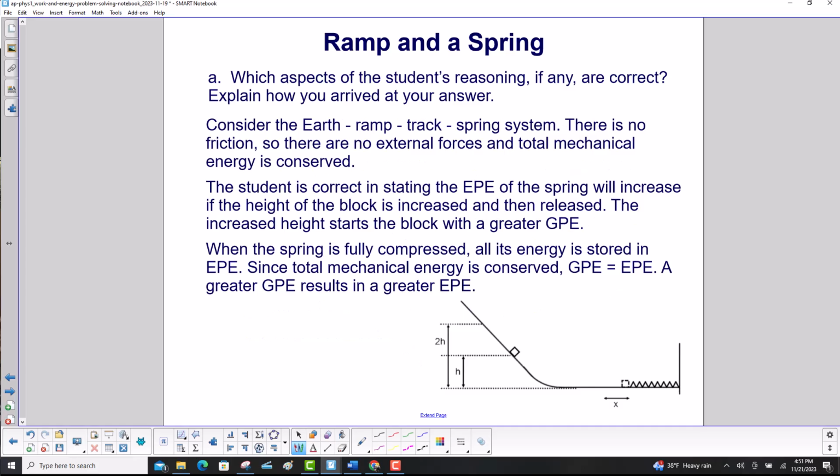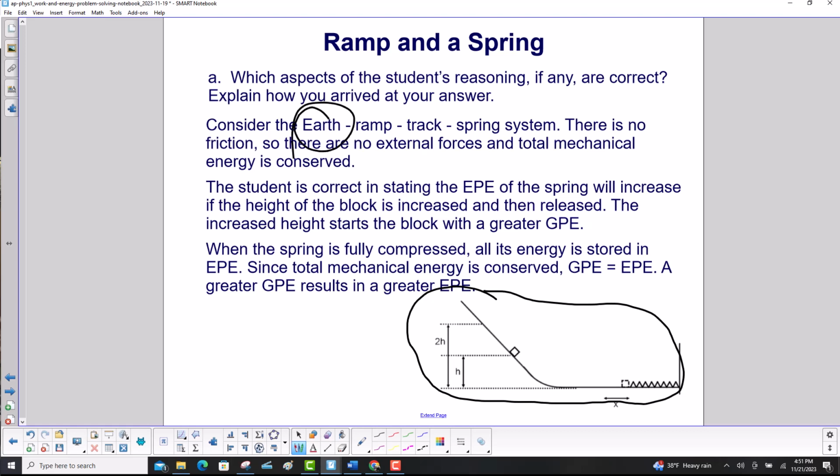Consider the earth ramp track spring system. So this is what we're considering, and of course, gravity from the earth. There is no friction, so there are no external forces, and total mechanical energy is conserved. The gravitational force is part of our system here because why?